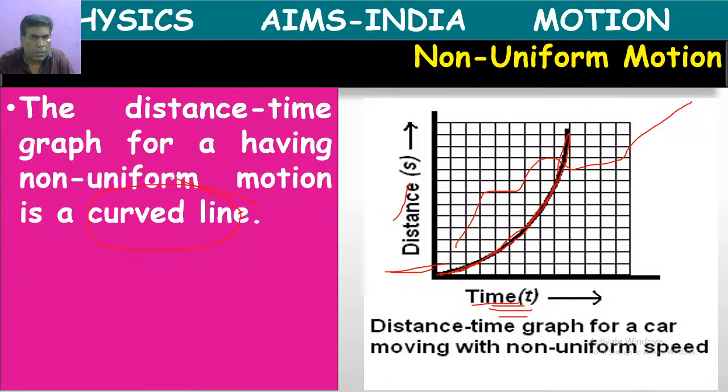So this graph or curved line is an example of non-uniform motion. Suppose anybody asks you how to represent non-uniform motion on a graph paper, what do we have to tell? We can represent it with a curved line. How to represent uniform motion? With a straight line. On the graph, there should be an x-axis and a y-axis. On the x-axis, you have to mention time. On the y-axis, you have to mention distance, and you have to draw a curved line.